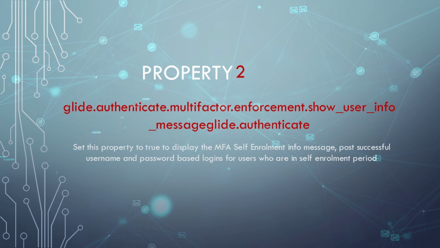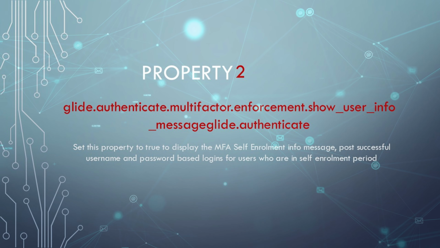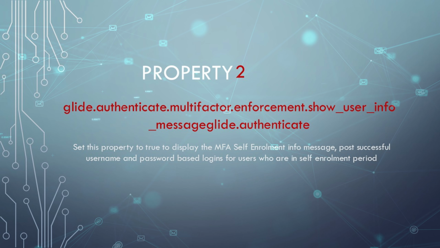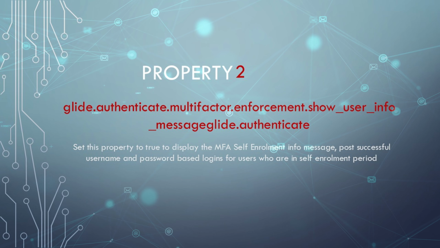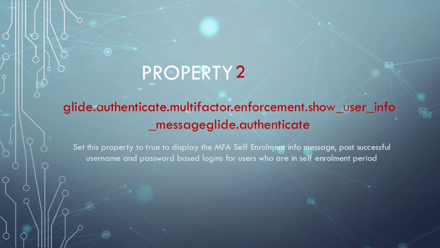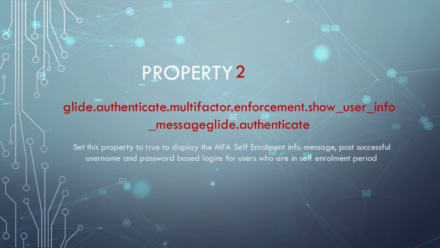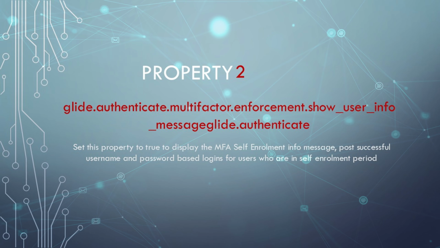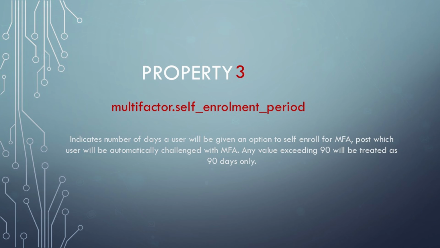which is the multi-factor enforcement show user info message glide authenticate. It's a system property with a big name, but it's also important in the enforcement process since it's the property which would prompt the users to enroll for the MFA. This property works in conjunction with the next property I'll be talking about, and it's related to the enrollment period. Set this to true after setting the enrollment period. So let's go to the next slide and understand how we can set the enrollment period.